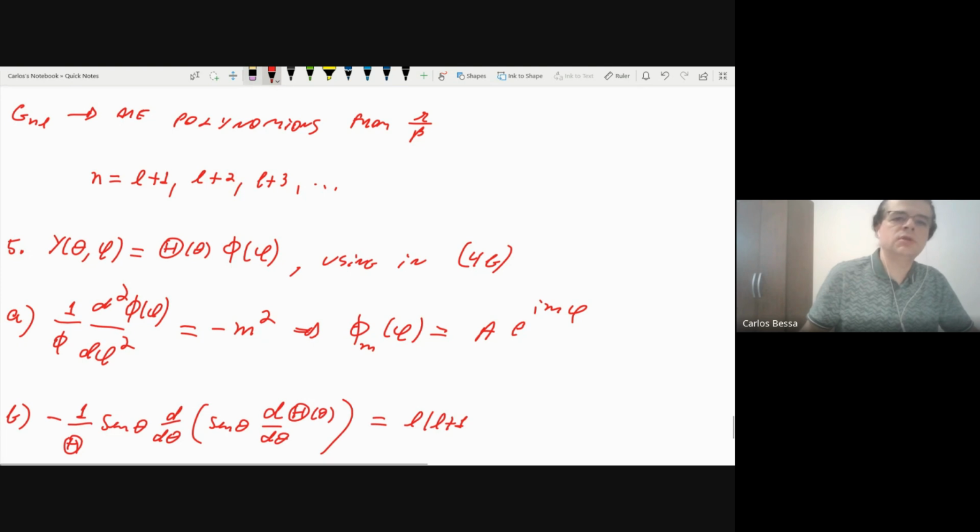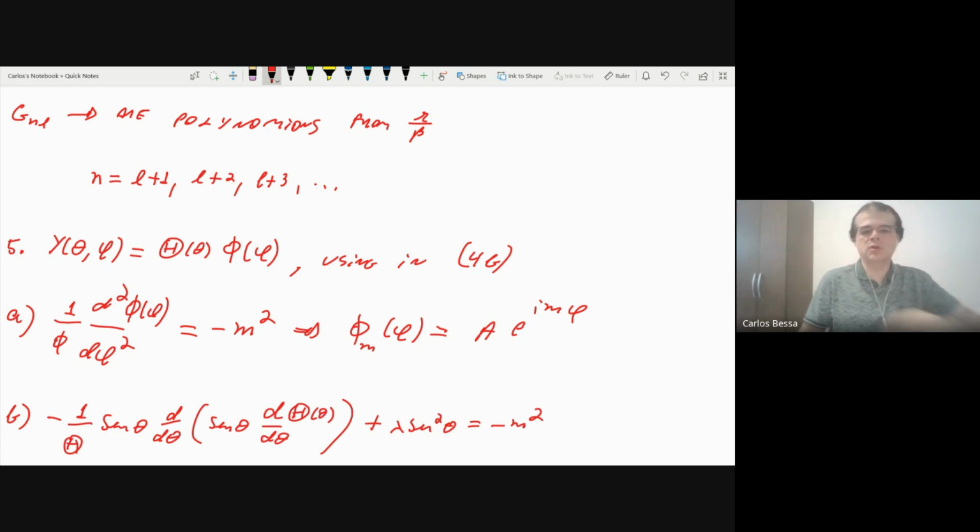No, sorry, this is plus lambda sine square of theta is equal to minus n square. In other words, when we have the separation from the angular part, we'll have this equation from the angular equation and this equation for the theta. Theta is the angle in the equator, okay?